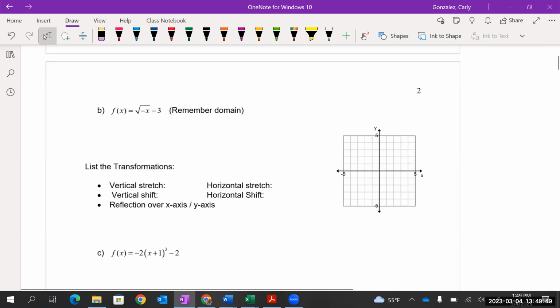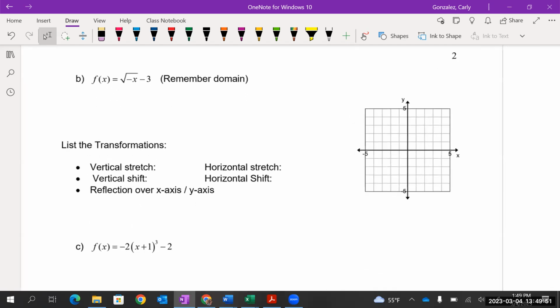Let's now take a look at f of x equals the square root of -x minus 3. Now on this function, it can be helpful to remember the domain. And the reason why I think this is nice is that it could help us confirm any reflections or shifts.